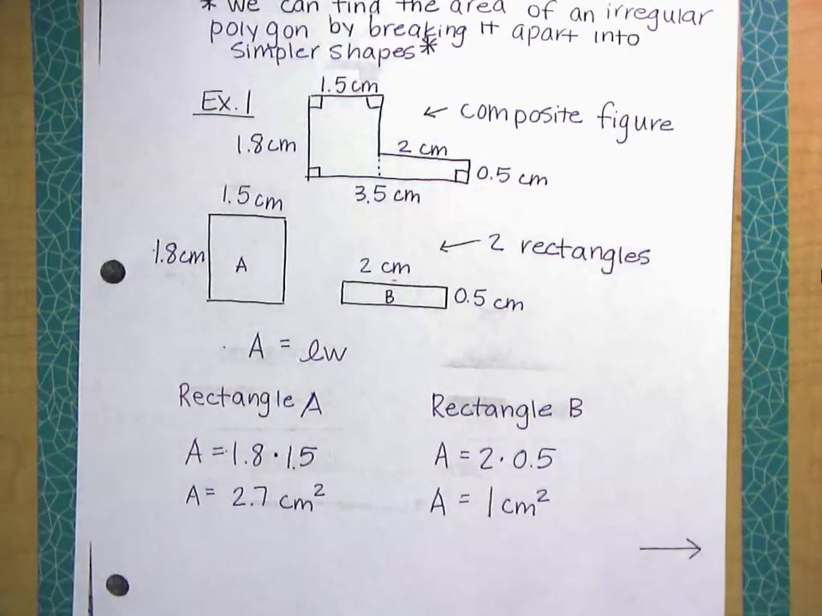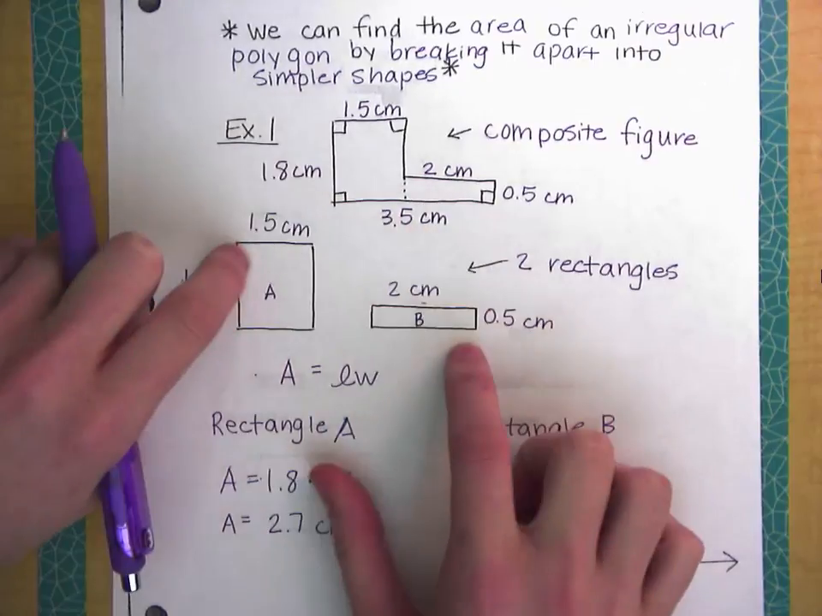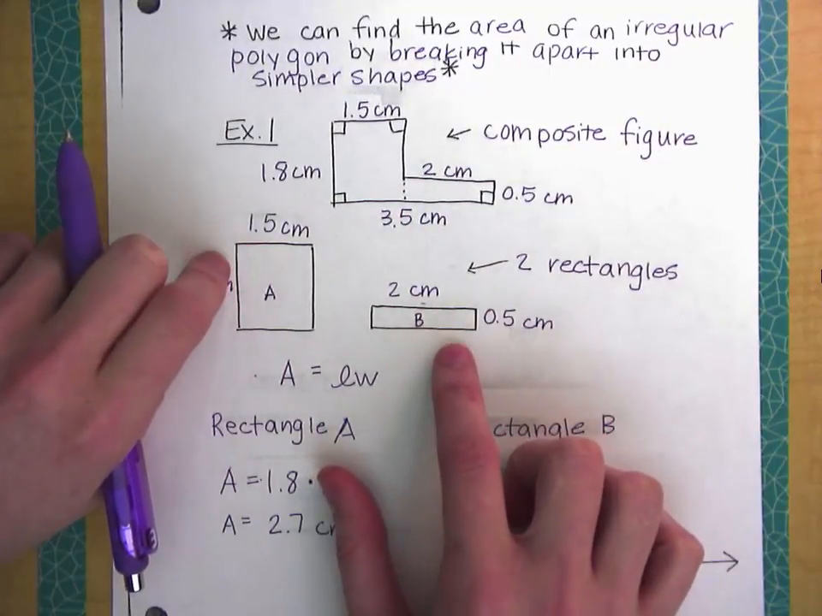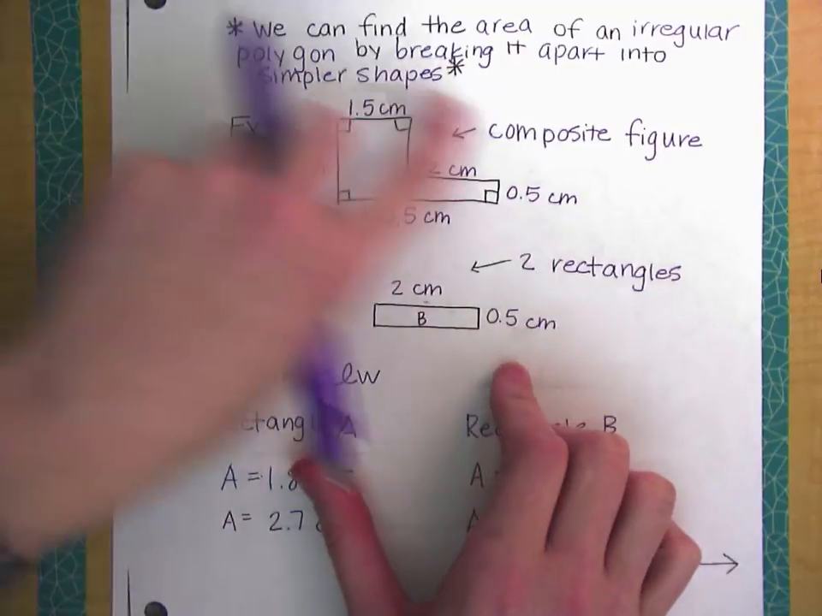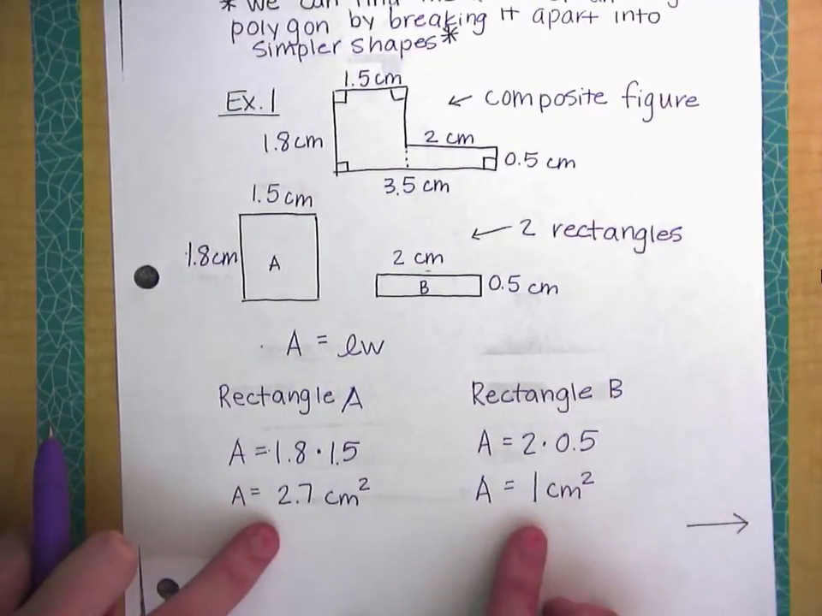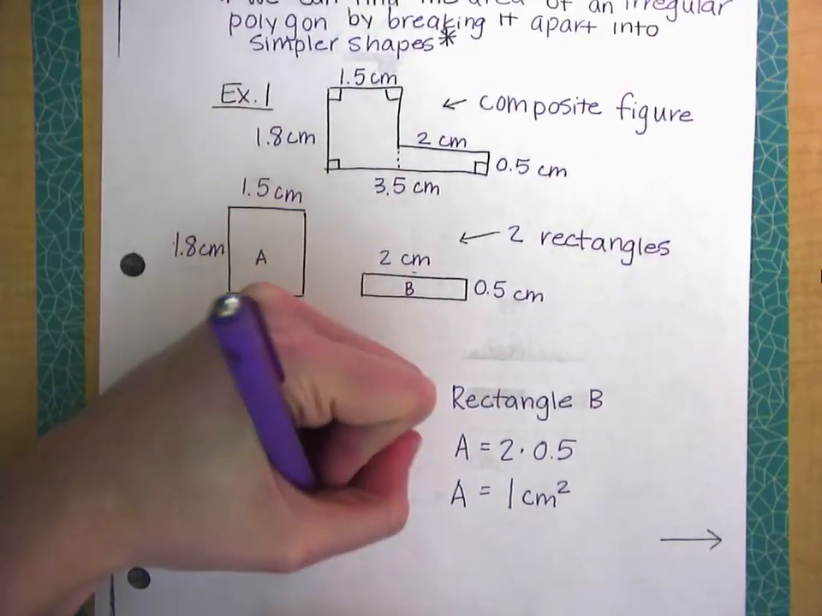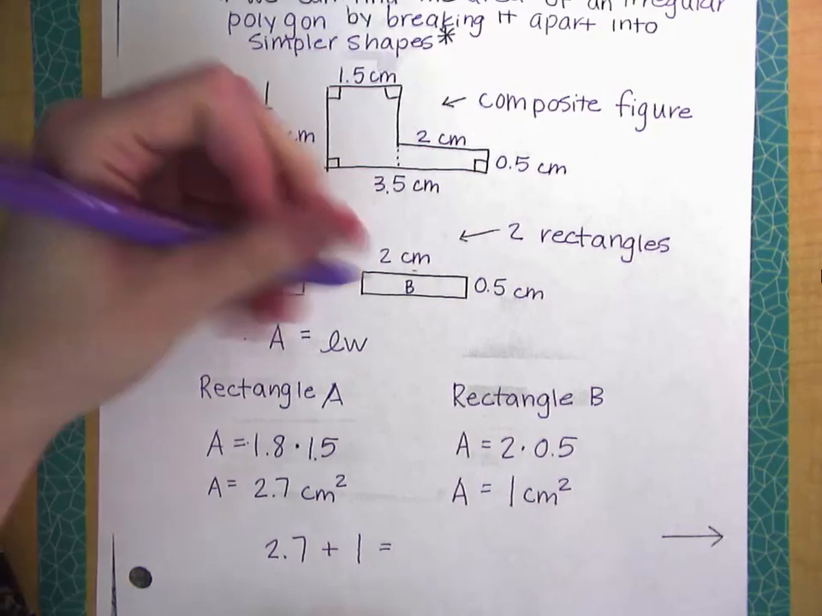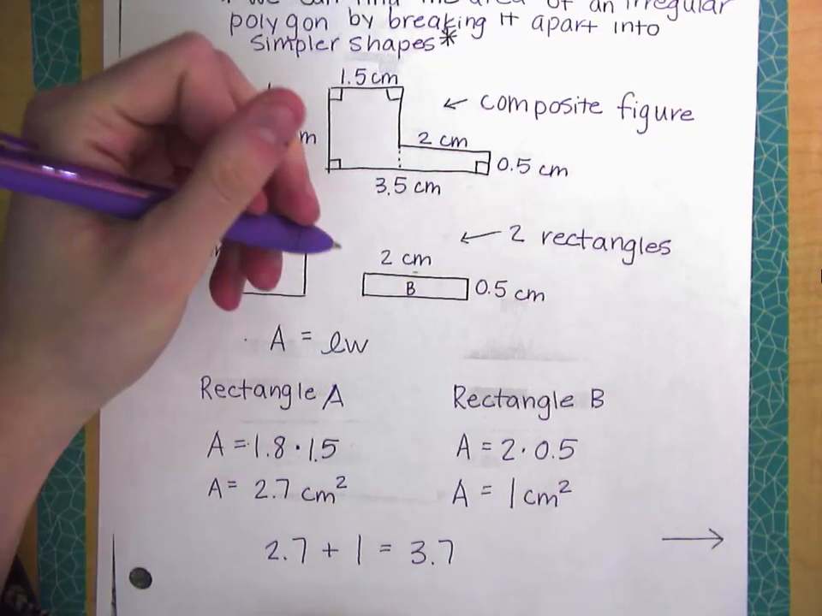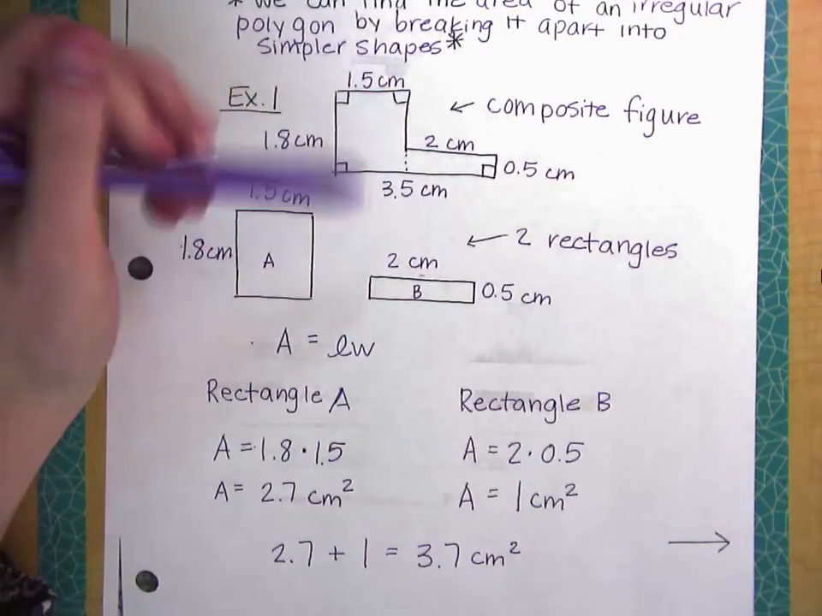Okay. So what's my final step? What do I need to do last to find the area of this composite figure, Brennan? Yeah, you add them together. Because remember, we didn't turn this one shape into 2 shapes. We just broke it apart so we could find the area of each shape, but they're still part of one shape, right? So it's not 2 separate shapes. They've got to come together. So we're going to add 2.7 plus 1, which will give us what? 3.7 centimeters squared. So that would be the area of this entire composite figure.